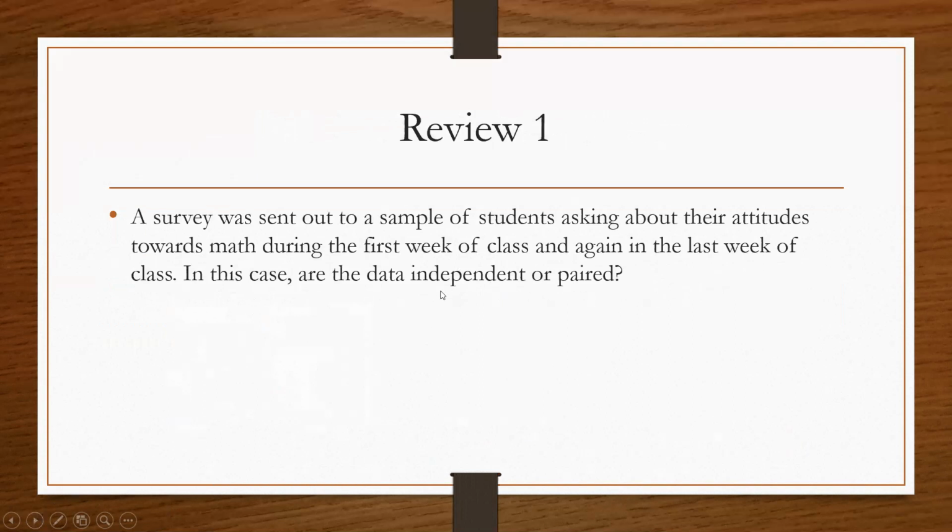So with that, we're already into the first review question. I got away with a little bit of multiple choice for this one, just because there are not a lot of multiple choice questions. It's really just find the word or find the interval or something like that. In this one, a survey was sent out to a sample of students asking about their attitudes towards math during the first week of class and again the last week of class. So in this case, are the data gathered independent or paired? I'll give you a little bit of time to work on this.